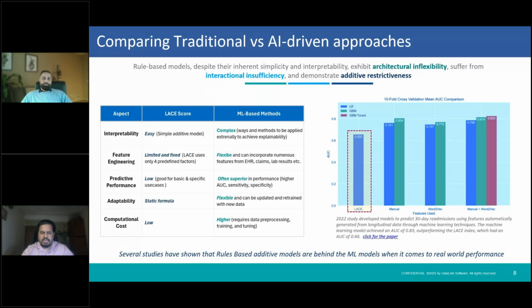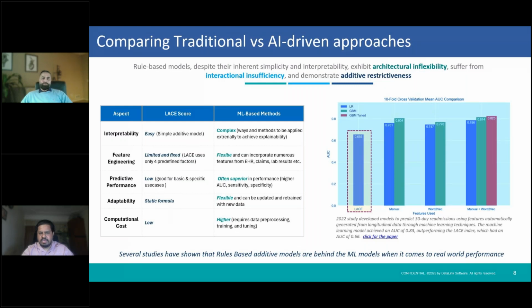Then comes the adaptability. Now, adaptability is very important for these models. The traditional rule-based models, they have very specific use cases like LACE, for example, is only used for readmission predictions. And there are several other cases as well, like HCC models. They are used for reimbursement purposes. But the machine learning based models can be trained for n number of things. It's just the outcome that you have to train the model on, and it will start predicting that. So the adaptability is enormous in the machine learning based models.